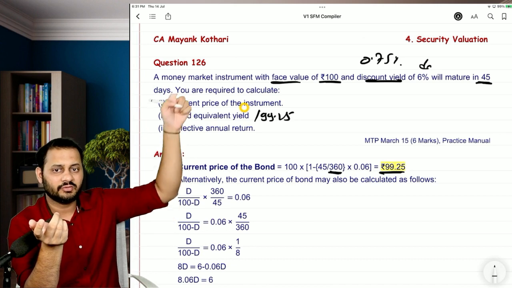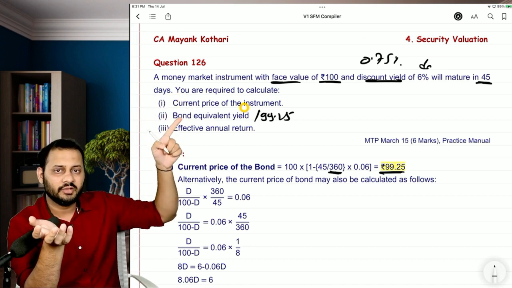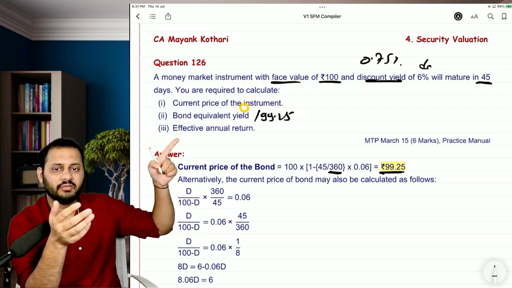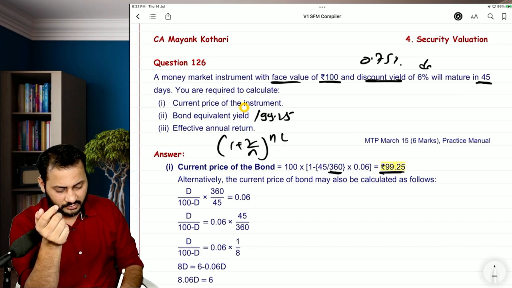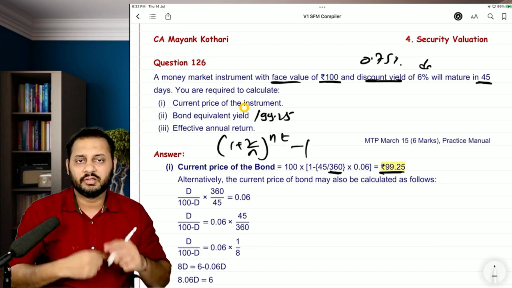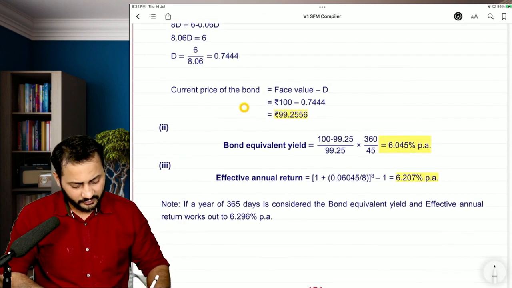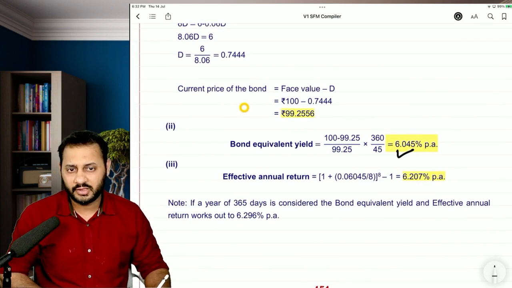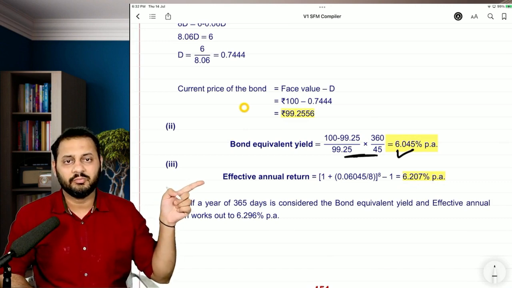This is the return, that was the discount, this is the return that was calculated on face value, this will be calculated on the investment amount. And effective annual return means you will have to take 1 plus r divided by n to the power nt minus 1, compound it again and again, and you will calculate the effective annual return. See, the bond equivalent yield will come down to 6.045% per annum without any compounding. This will include the compounding.